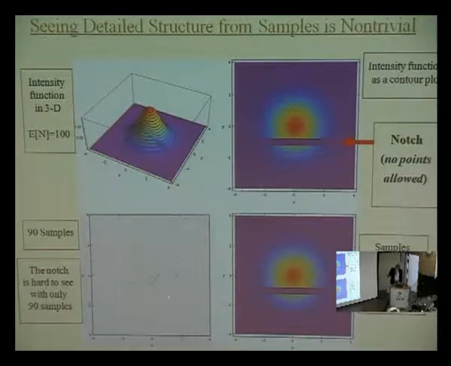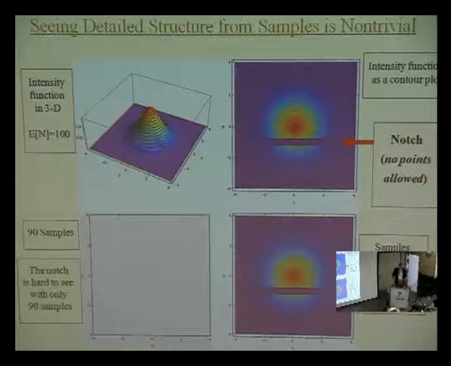If I had just shown you these data points here, even with 90 samples, even with such a blatant, obvious feature as a notch in this intensity function, you could be forgiven for not noticing it immediately. But it is there. It becomes visible after you know it. So detecting such features is difficult. And so how do you estimate the intensity function? You need lots of data.